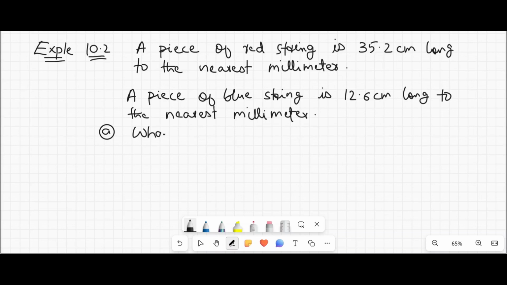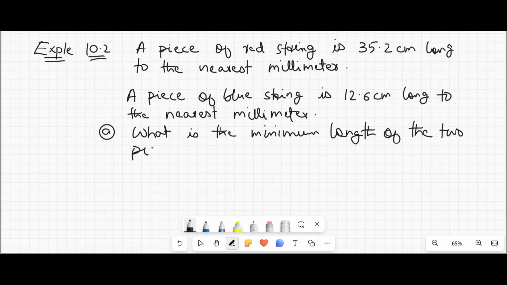What is the minimum length of the two pieces laid end to end?